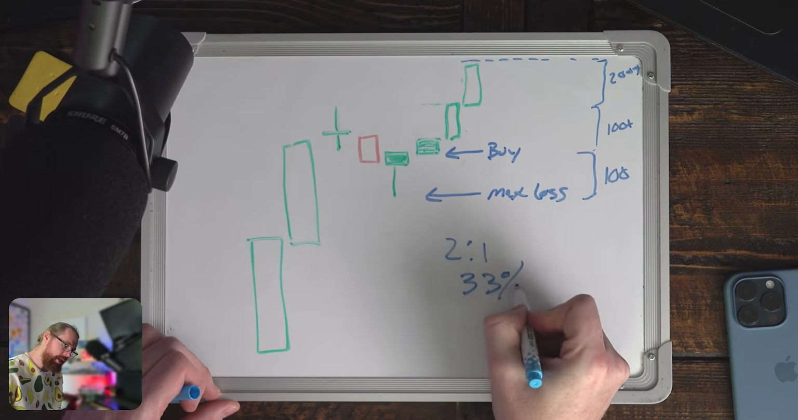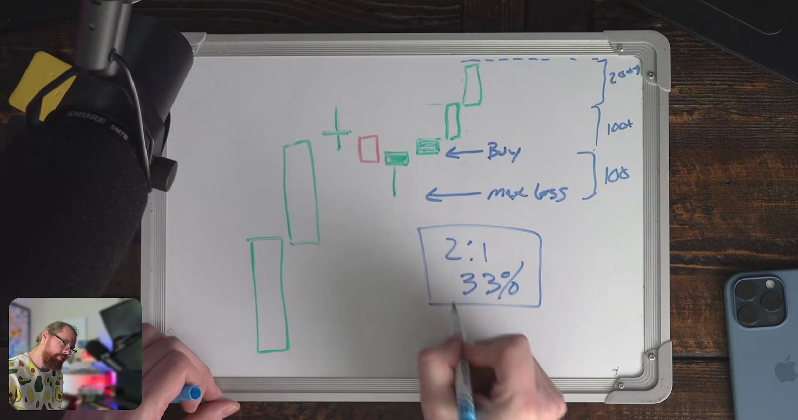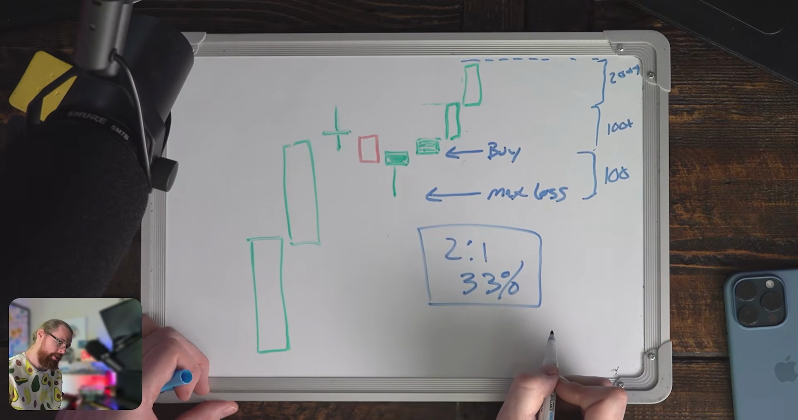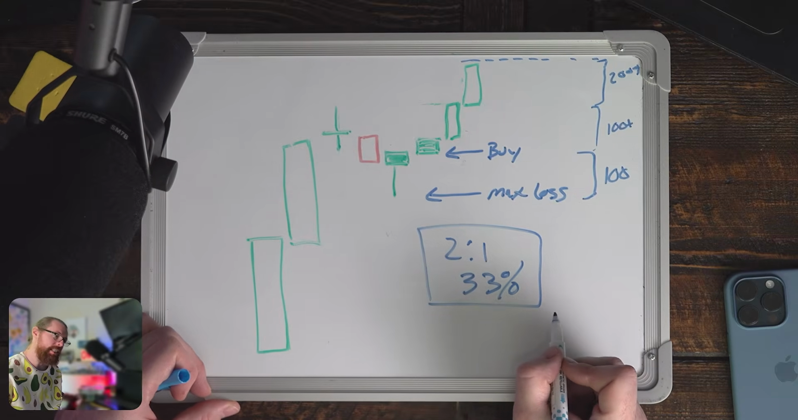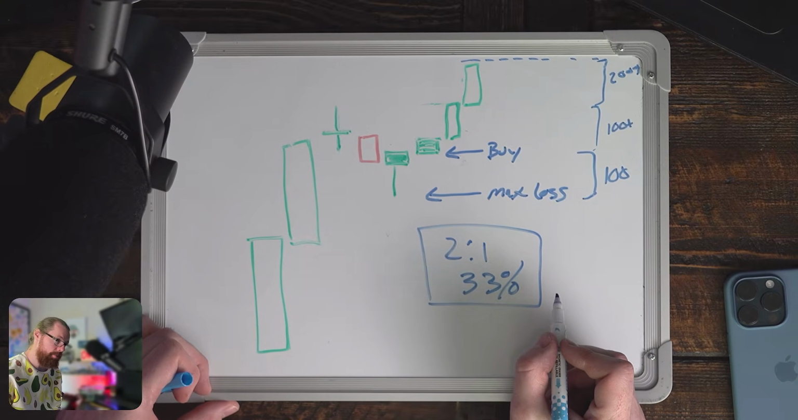Now, if you can do this and trade with a 2-to-1 profit to loss ratio, you only need to be right 33% of the time in order to break even. That's just a statistical fact. So if you're right 50% of the time, 60% of the time, 70% of the time, well, then you can be doing really well.